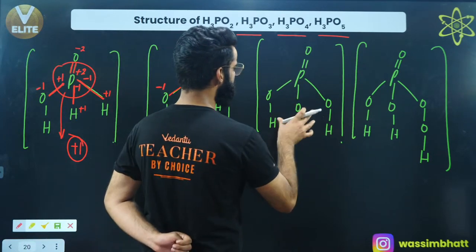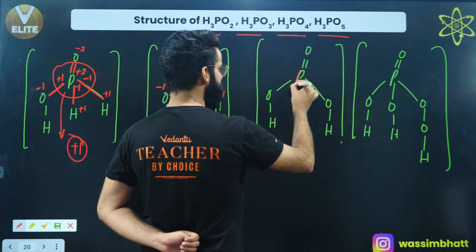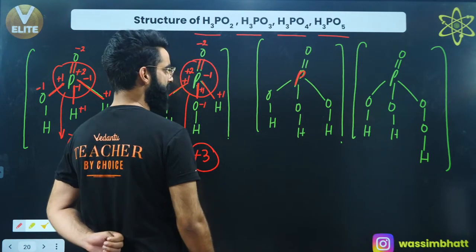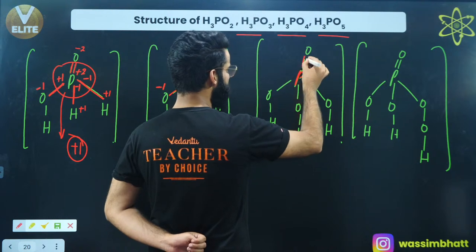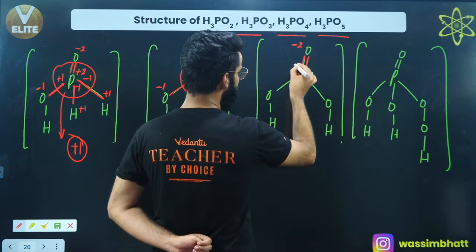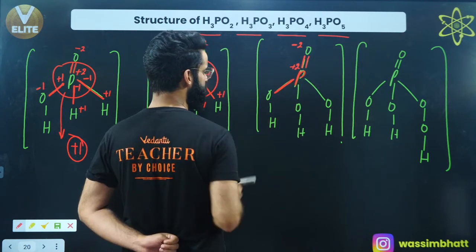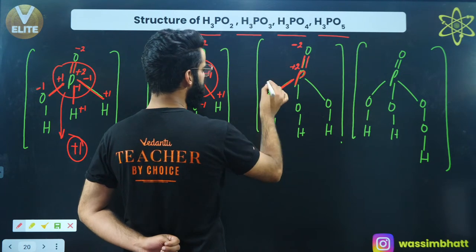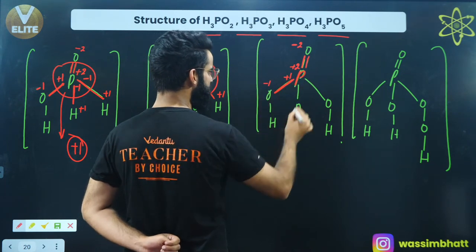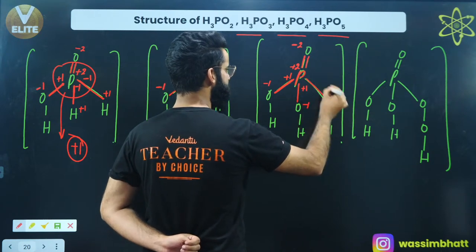Similarly, if you look at the structure of your H3PO4, how do I calculate the oxidation state of phosphorus in case of H3PO4? Understand? First of all, this is P double bond oxygen, right? Oxygen being more electronegative, so it is going to carry minus 2, phosphorus at the same time will carry plus 2. If you look at this single bond between phosphorus and oxygen, oxygen being more electronegative, so it's going to have minus 1, this one will have plus 1. Single bond, minus 1, plus 1. This single bond, minus 1, plus 1.